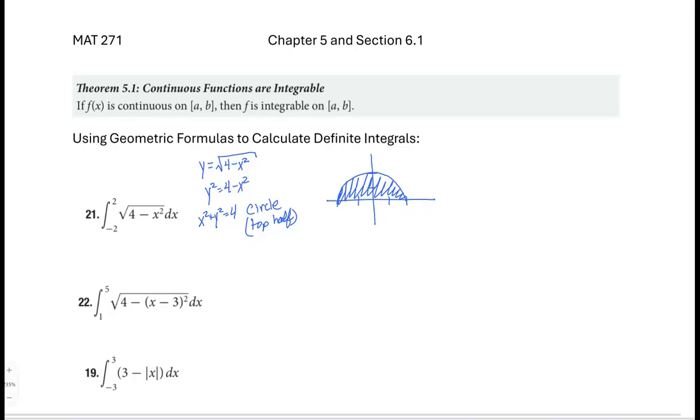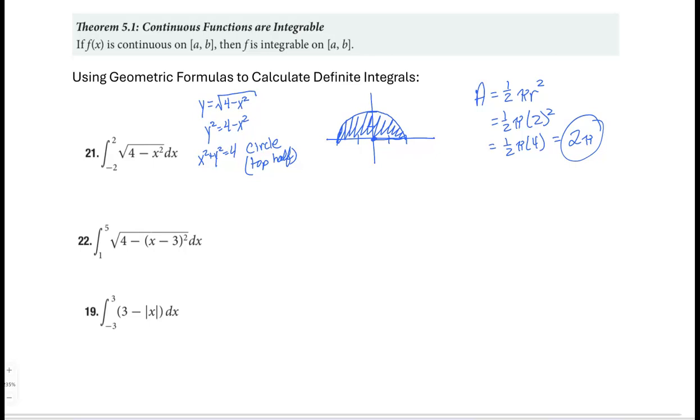This is not an easy one to integrate. That's something that we could talk about in Calc 2 using something called a trig substitution. But we could figure the area out. So to figure that area out, we're going to use the area of a circle. Area of a circle is pi r squared. I want half a circle, so I'm going to use 1/2 pi r squared. That radius is 2. So I'm going to get 1/2 pi times 4, which is going to be 2 pi. So that's the area for that shaded region.